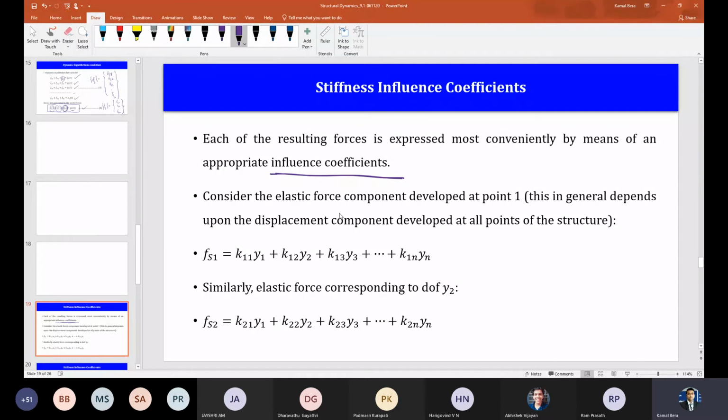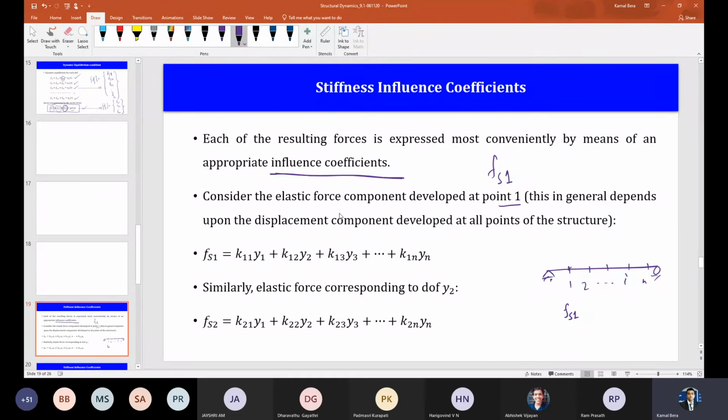Consider the elastic force component developed at point 1, that is Fs1. There are many forces, Fs2, Fs3, Fsn, and they constitute your Fs vector, the spring force column vector. In general this depends on the displacement components developed at all points on the structure. Take a simply supported beam with points 1, 2, 3, 4, i, n. I want to find the spring force at point 1, that is Fs1, the spring force at node 1.